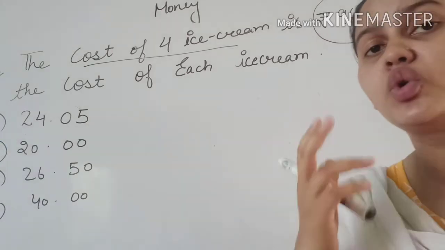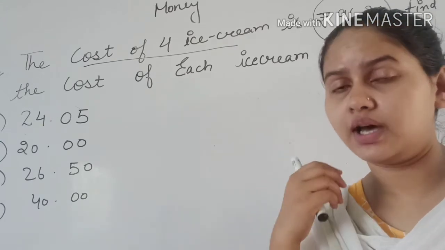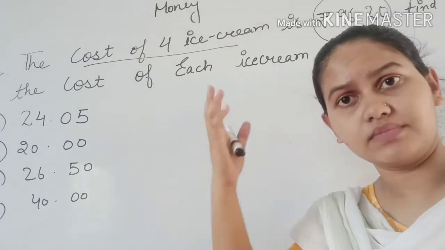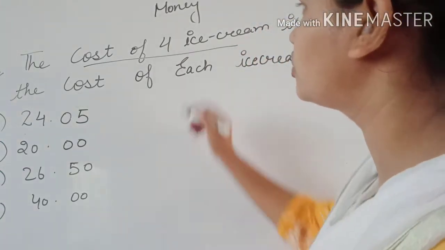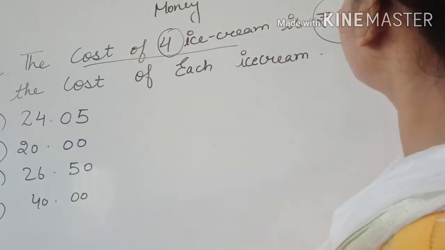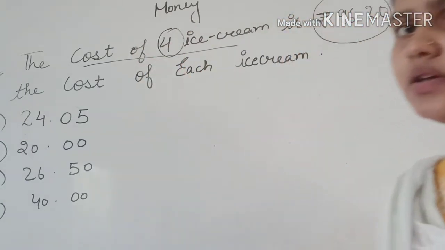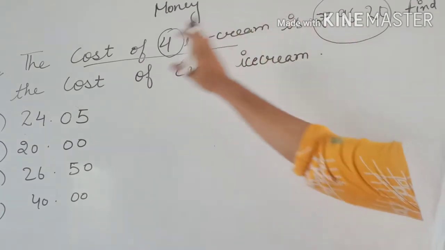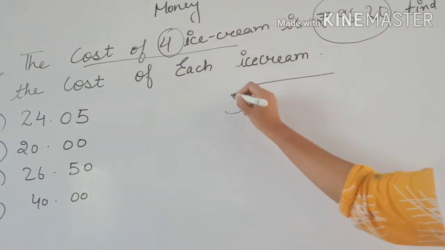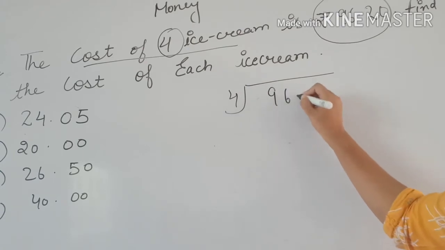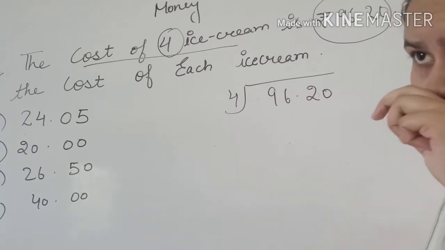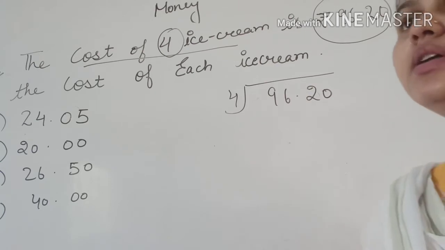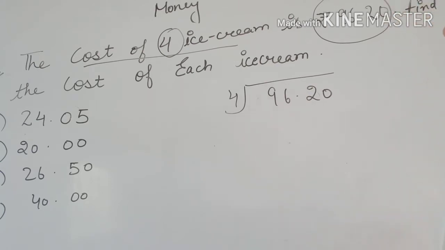Now simple, if you want a quick method, if you know the tables and have the ability to learn the table quickly, you can see what we have to do. We have to take 4 and divide with this amount. Now in the division method, we always start from our left side. That is the rule of division.